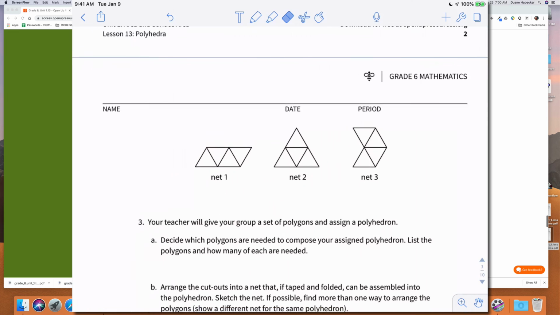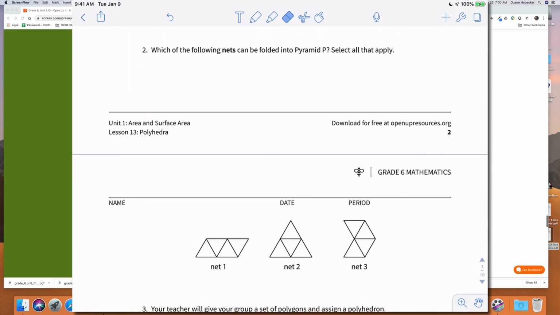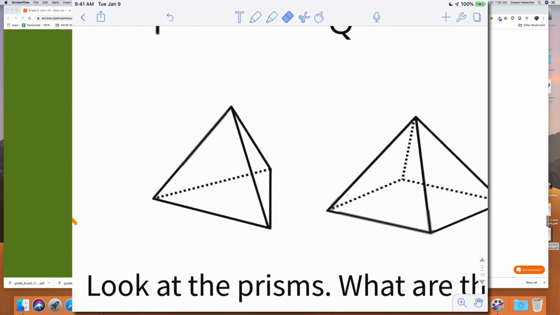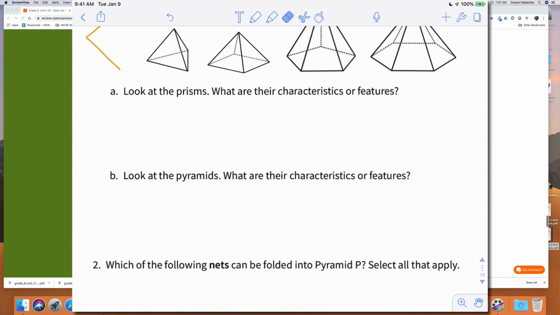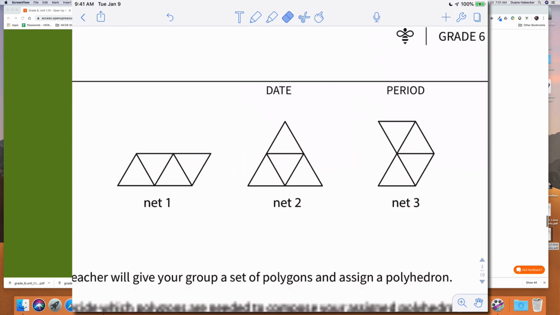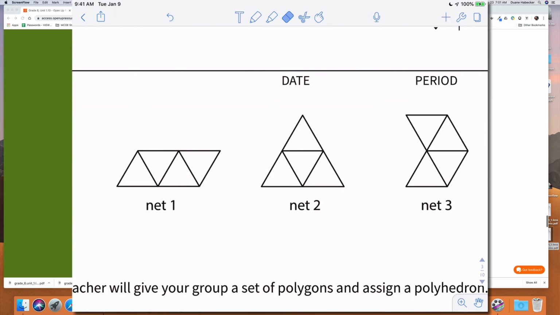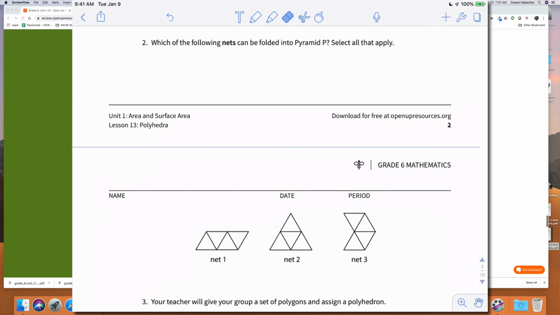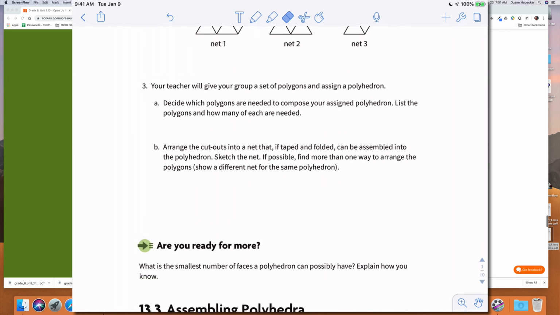On question 2, it's kind of cool. Students are supposed to be thinking about what nets can be folded to create pyramid P. And this is a beautiful shape called a tetrahedron, because it's got 4 faces. The idea is students are going to try and figure out which one of these folds into a beautiful little pyramid, a tetrahedron. So the idea of all of this is for students to be authentically engaged in language using the words prism and pyramid, and beautiful, beautiful activity.